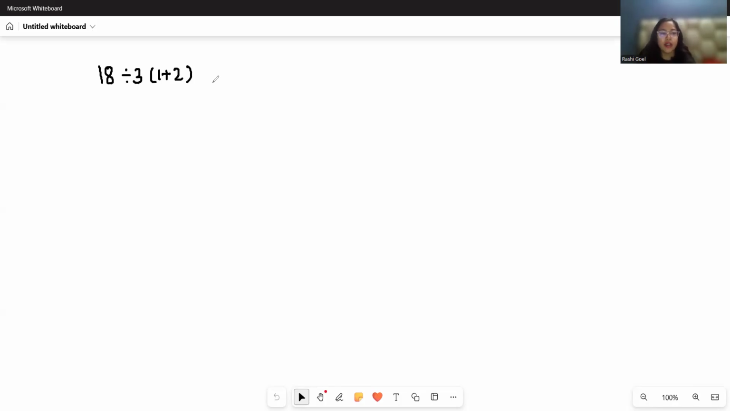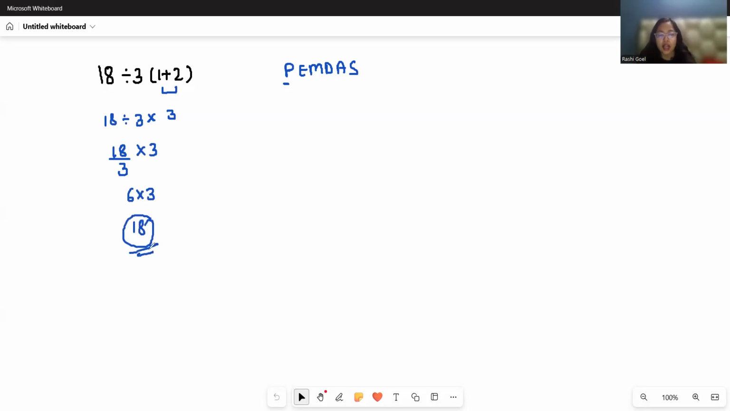So 18 divided by 3 bracket 1 plus 2. If we are following the PEMDAS rule or BODMAS rule, first we have to solve the parenthesis, that is 1 plus 2, 3. So it becomes 18 divided by 3 multiply 3. So we have two signs left, that is division and multiplication. So 18 divided by 3 is 6, 6 times 3, that is 18. So what is the correct answer? 18.